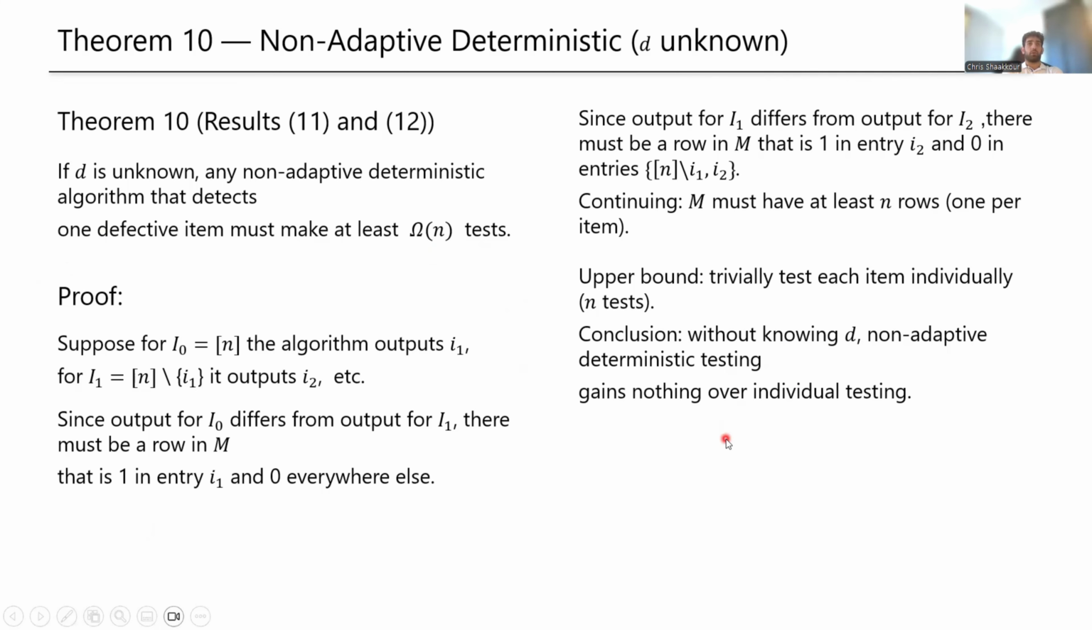Suppose for I0, the set of elements from 1 to n, the algorithm outputs I1, where I1 equals the set from 1 to n excluding I1. It outputs I2, okay? So I2 is the exclusion of all the set from I1. Since the output for I0 differs from the output for I1, there must be a row in M that is 1 in entry I and 0 everywhere else. So it's some sort of a unique weighted row, okay? The rows we have seen where there's only one element, which is 1.